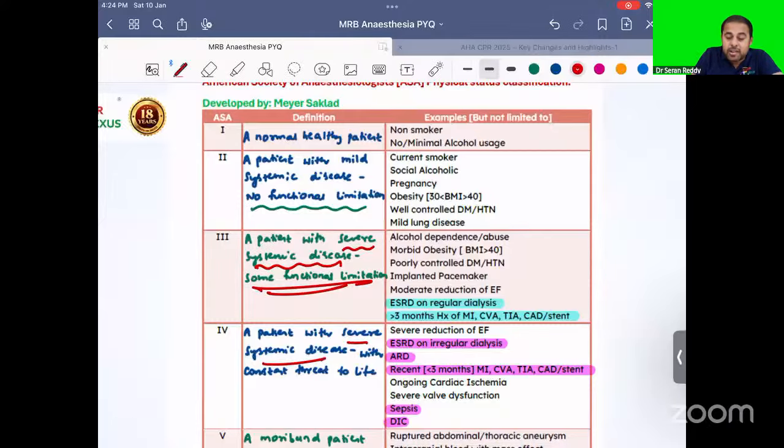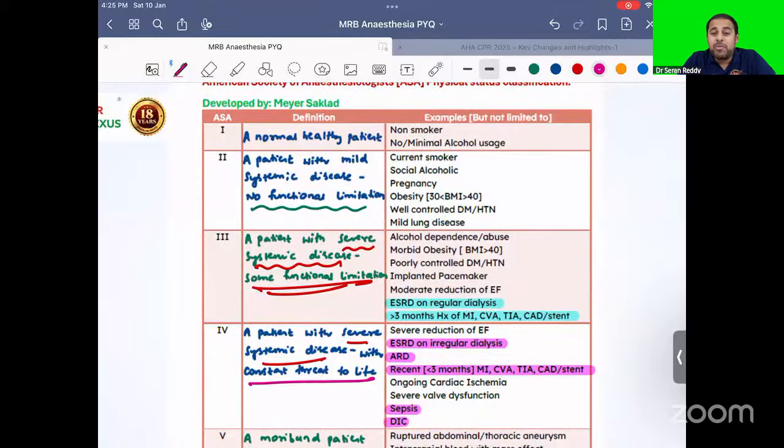Then what is the difference? Here, a patient with severe systemic disease with constant threat to life. We mentioned constant threat to life, it is 4. With some functional limitation is 3. No functional limitation is 2. So what are the examples under ASA 3?